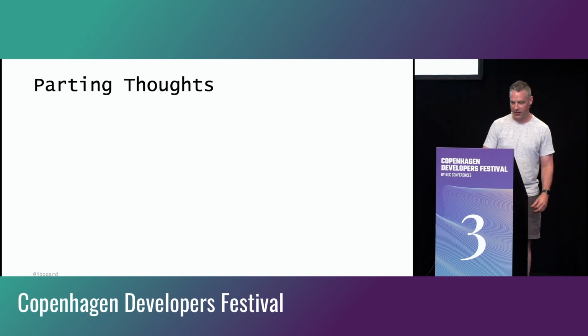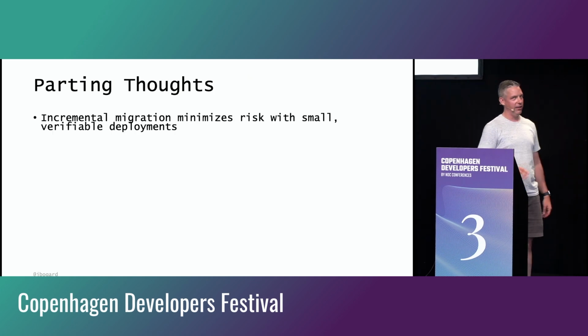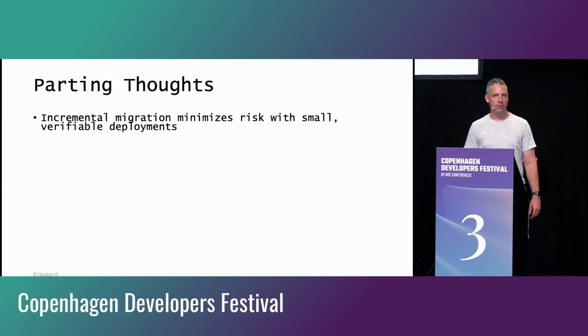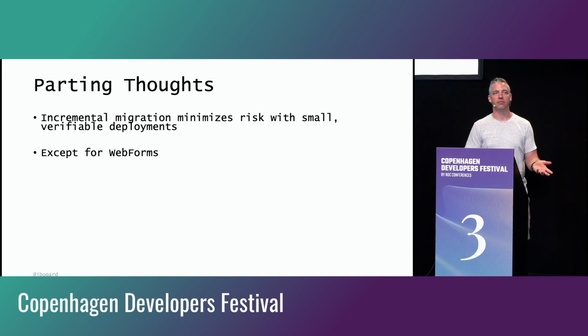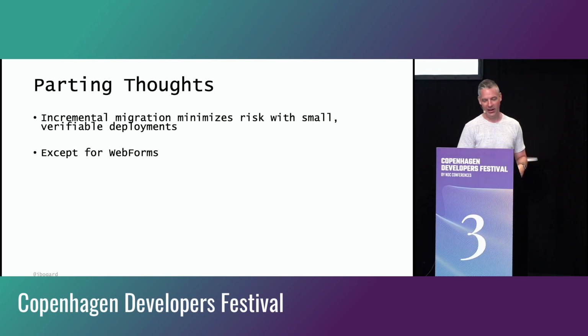So, some parting thoughts. Highly recommend doing incremental migrations because you're going to minimize risks by having those small, verifiable deployments all the way out to production. As much as possible, every time we migrated a controller, we would test it and push it out all the way to production and not have a big bang batch-based approach. Except for web forms. Sorry, there is no incremental migration for this. This is a rewrite. So if you have one of those big web forms applications, you are going to be rewriting each one of those pages into something else. But that's just the way it is.